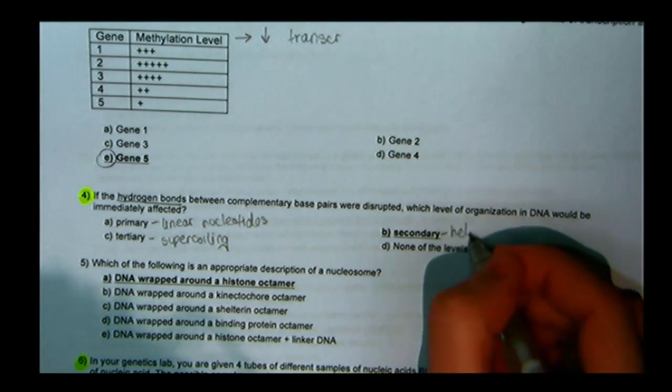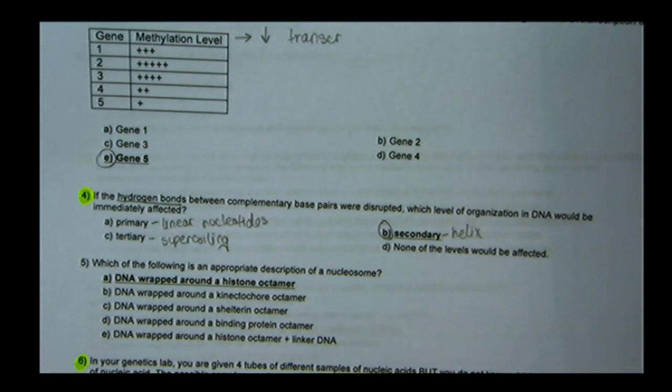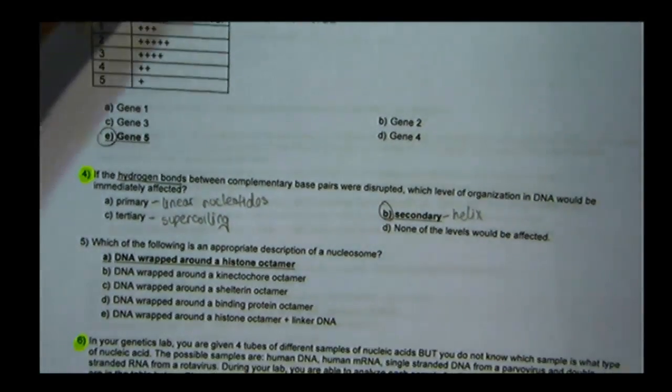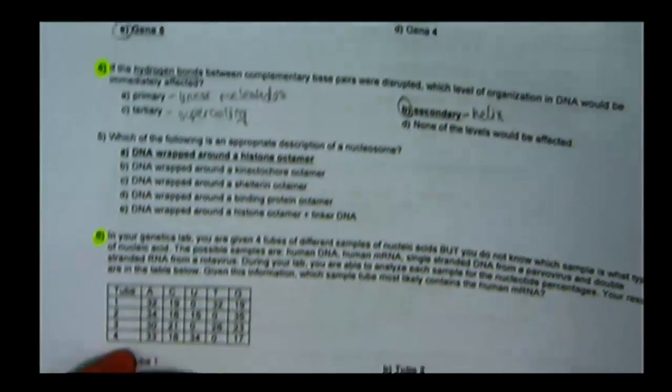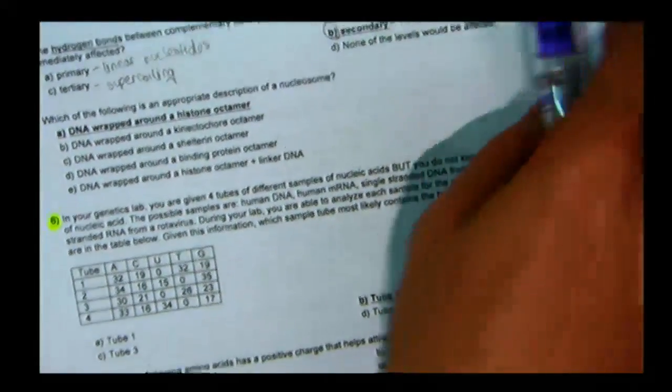Okay, and here you're given another table. And you're asked to just find which of these 4 tubes contains human mRNA. So what you know about human mRNA is that it is single-stranded, and it has U's, not T's. So get rid of any tubes that have T's in it. So that would be tube 1 and tube 3. So now you have a 50-50 chance.